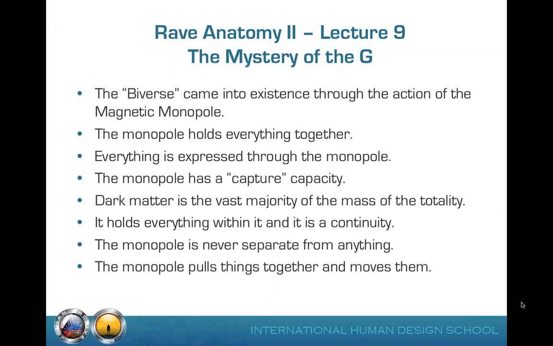According to the voice and Ra, the biverse came into existence through the action of the magnetic monopole. The monopole holds everything together. Everything is expressed through the monopole. The monopole has a capture frequency or capacity. And he says dark matter is the vast majority of the mass of the totality. It holds everything within it, and it is a continuity. The monopole is never separate from anything. The monopole pulls things together and moves them.